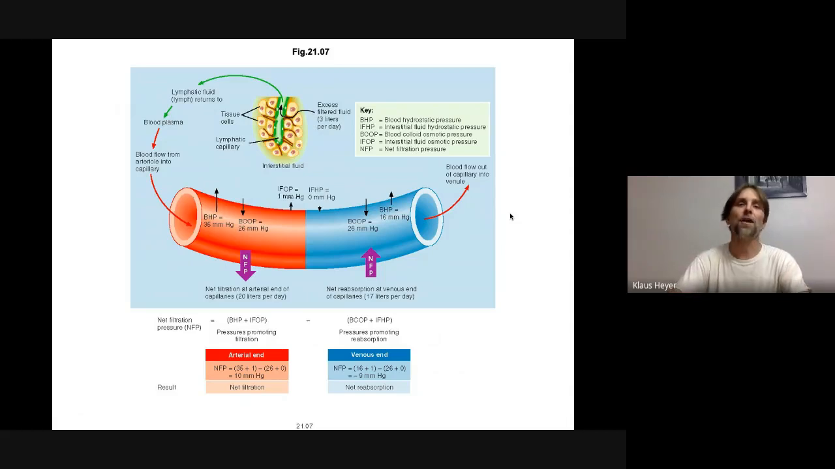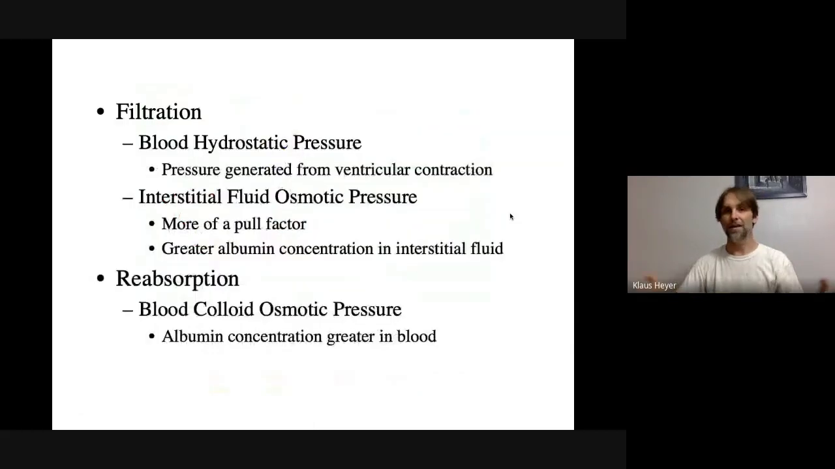First is blood hydrostatic pressure, and that's just pressure from the heart. Your blood vessels are pressurized because your ventricles are contracting and generating that pressure. The second one, interstitial fluid osmotic pressure, has to do with albumin concentration.